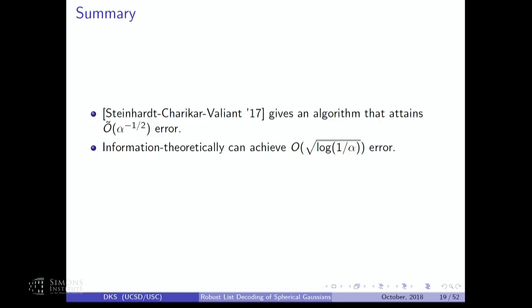Okay, so in summary, what we have is that Steinhardt, Charikar, and Valiant gives an algorithm that attains O tilde of alpha to the minus a half error. But information theoretically, we know we can achieve square root log 1 over alpha error. So the natural question to ask is, what sort of error is achievable efficiently? Can we do better than this alpha to the minus a half? Can we even get down to square root log 1 over alpha?